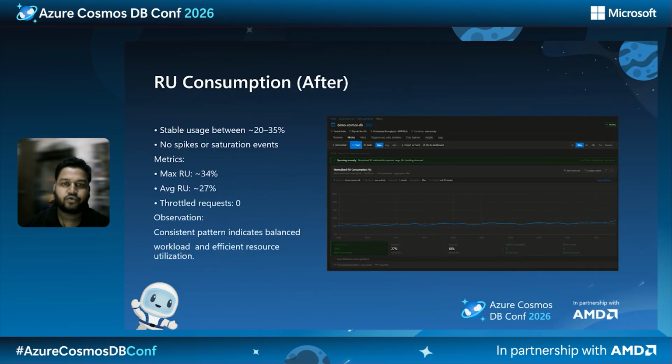Now let's look at RU consumption after the optimizations. Instead of spikes, we now see a stable pattern with usage staying between roughly 20 to 35%. The maximum RU usage is around 34% and the average is about 27%. Most importantly, there are no throttled requests. This tells us the system is no longer hitting the capacity limit. The key observation here is that the workload is now balanced and resources are being used efficiently without any sudden burst or saturation.